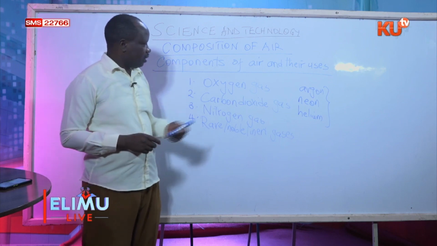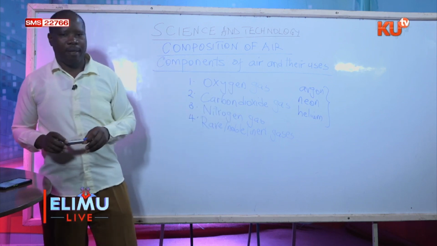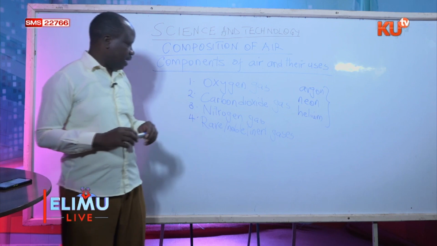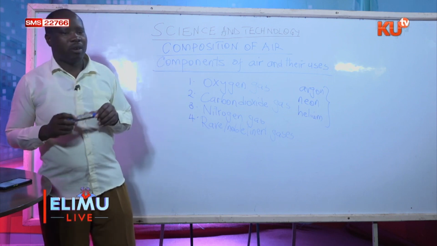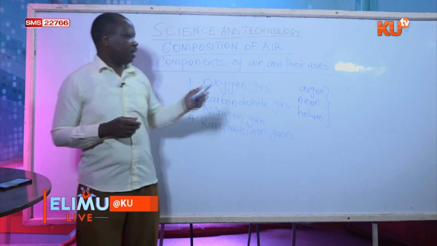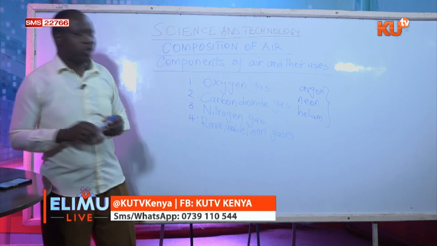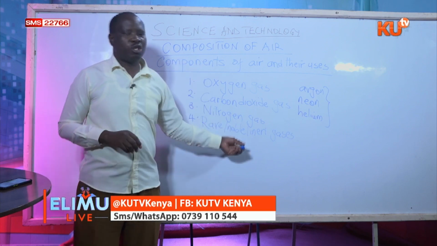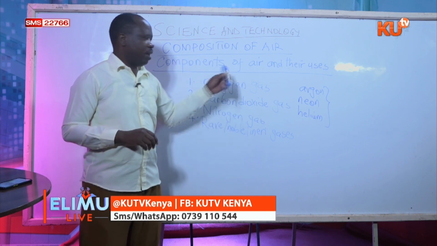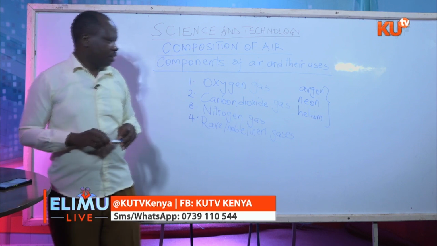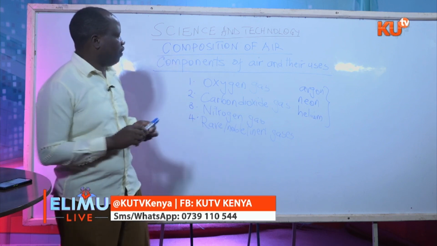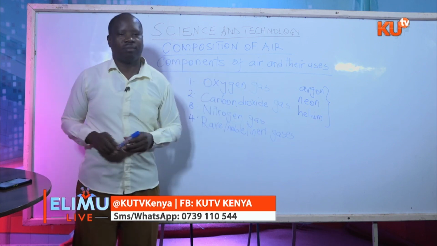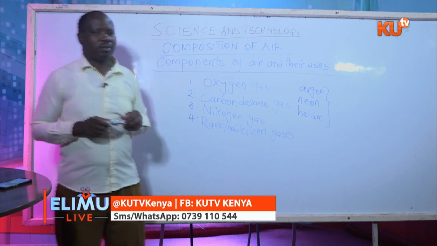Having gotten the components of air, having known the major ones and the 2 minor ones, which are water vapor, because water vapor is found in air, in the atmosphere, and also dust particles, you are now able to name all the 4 major and 2 minor components of air. We then move straight to their uses. Knowing all these components, each of them has its use.